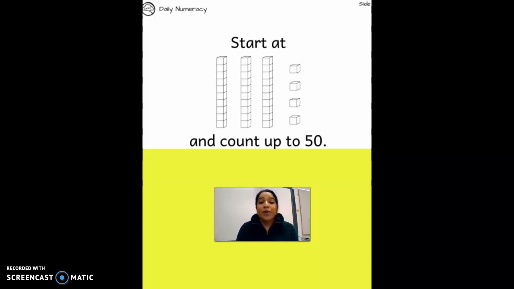Now I have another task for you. So right here, we have to start at this given number and count up to 50. So first, we have to see what our given number is. So we have 1, 2, 3 tens and 1, 2, 3, 4 ones. But we know how to count by tens, right? Yeah, so let's go ahead and count by tens and figure out what our given number is.